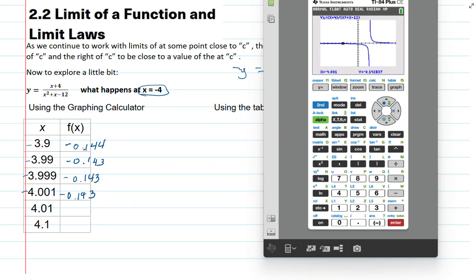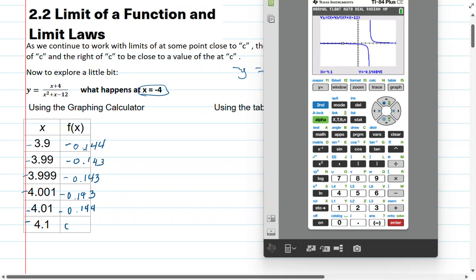0.143. All right. Then I'm going to do, now I'm getting further away from that point because I have to do the left and the right. And that's the whole point of finding a limit. And it's a negative 4.01. I'm getting further. Now I'm getting larger. And then I'm going to do the negative 4.1 and I get the 5. It looks like a 5.